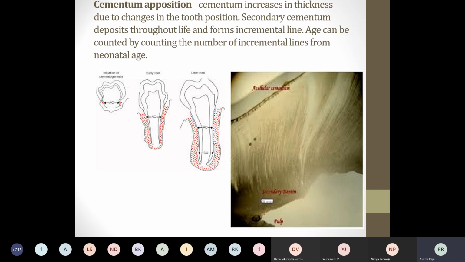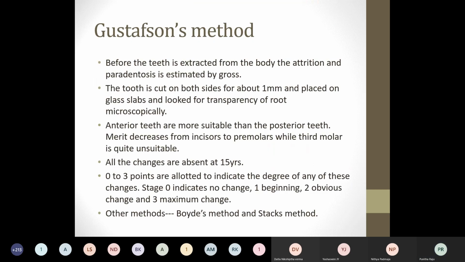So normally this cementum you can see it at the root. Okay, here you can see in the diagram. So this cementum gets deposited and there is formation of incremental lines. So you can just count how many incremental lines are there from neonatal age and you can tell what is the age of the person. So that is called as cementum apposition.